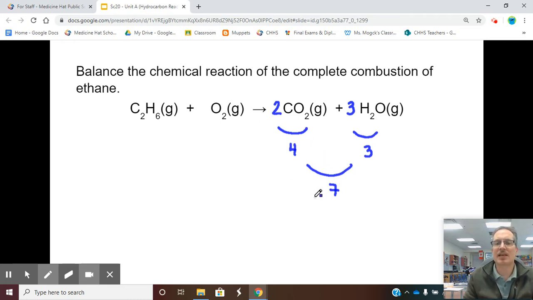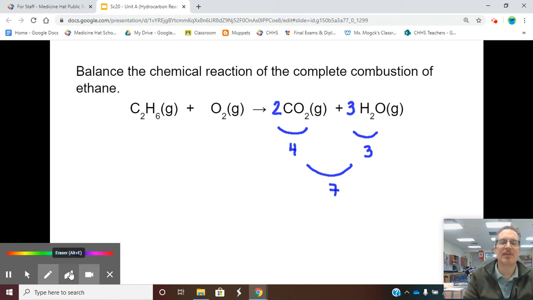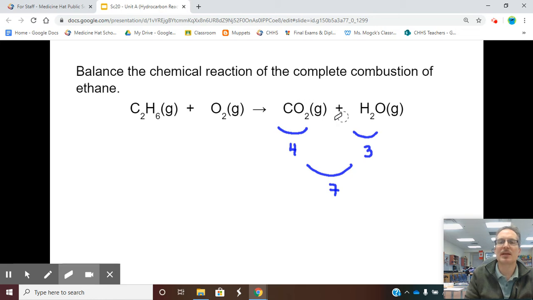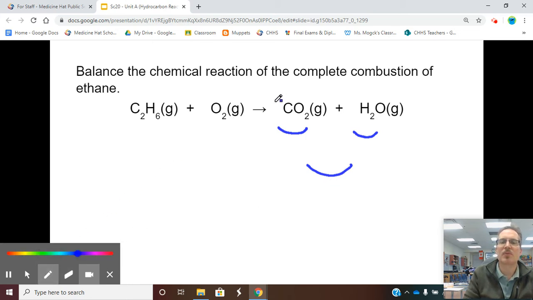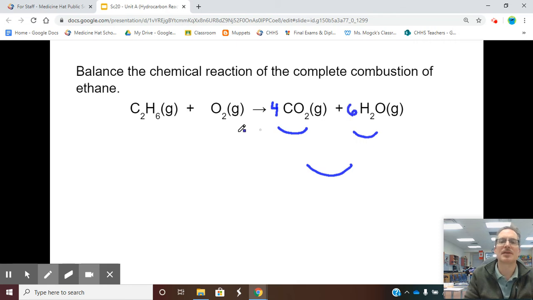2 oxygens, 7. Odd-even problem, which means everything that I have pre-balanced, so 2, 3, is now going to get doubled. Instead of 2, 3, we are going to go 4, 6, double it. So let's start again. 2 carbons, 4 carbons. I'm going to have to put a 2 here.